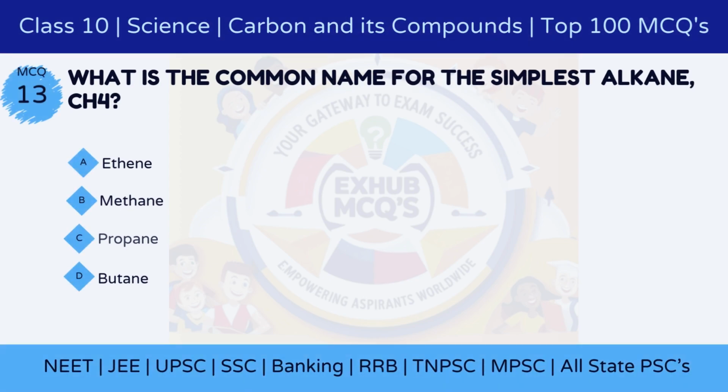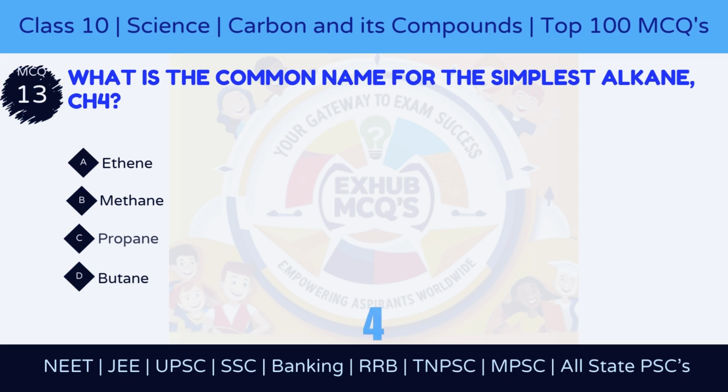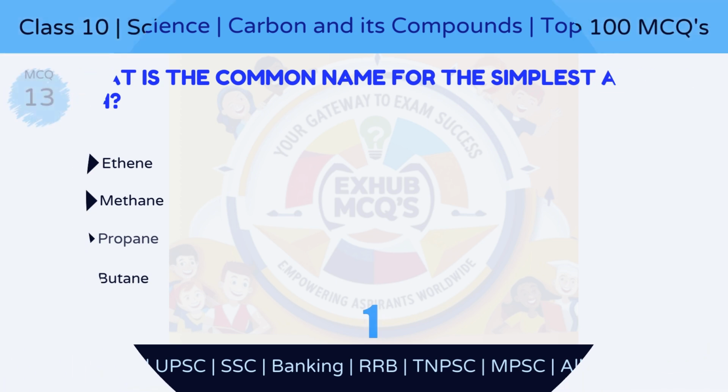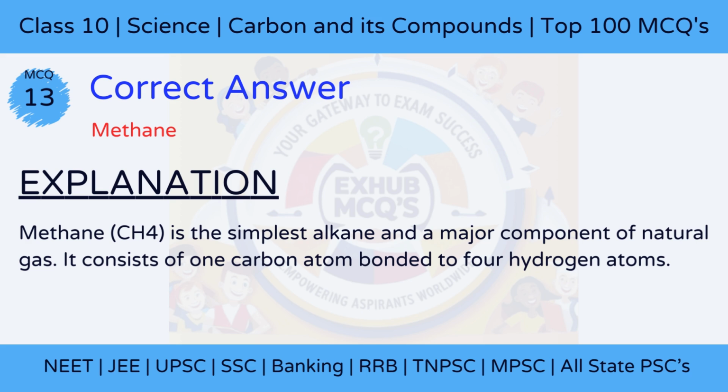Option A, ethene. Option B, methane. Option C, propane. Option D, butane. The correct answer is option B, methane. Explanation. Methane, with the molecular formula CH4, is the simplest alkane and a key component of natural gas. It consists of one carbon atom bonded to 4 hydrogen atoms.